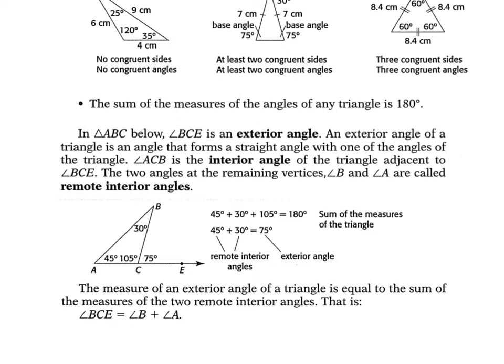The measure of an exterior angle of a triangle is equal to the sum of the measure of the 2 remote interior angles. So the angle BCE, which is the 75 degrees, is equal to the angle A plus the angle B. So that's 30 degrees and 45 degrees.